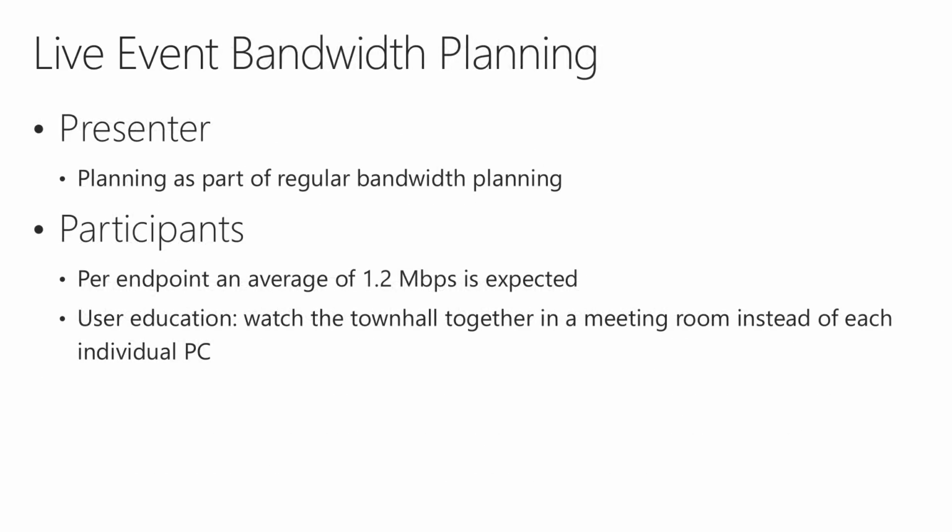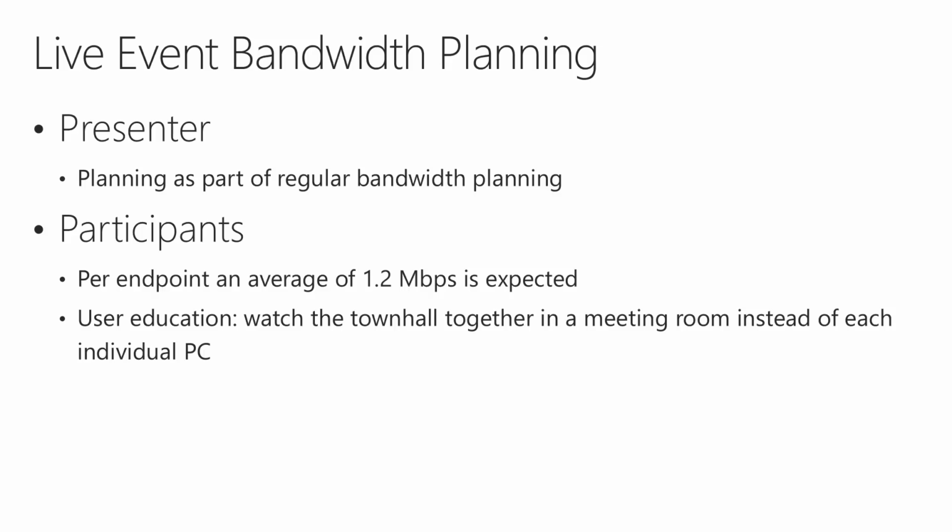In order to plan for bandwidth for live events, for the presenter, plan as part of the regular bandwidth planning. That should be included. No reason to specifically plan for that. For the participant, however, you should, as an average per endpoint, plan for 1 to 2 megabits per second. Also, you can use some user education.